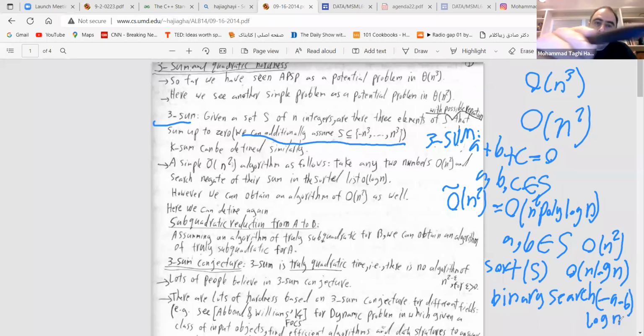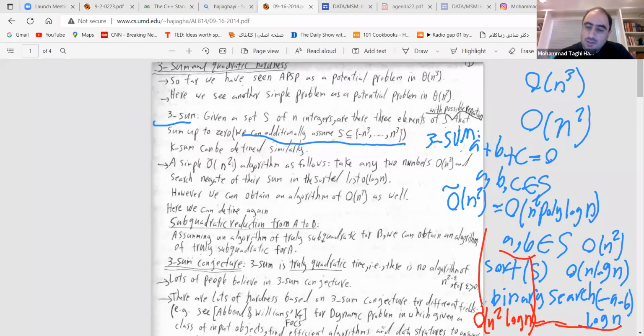So what is the result? The result that we have would be this, because for each pair A, B, we are doing these log n operations. So the final thing would be n to the 2 log n. So this is the algorithm, and that is the one that I mentioned. This is O tilde n square.